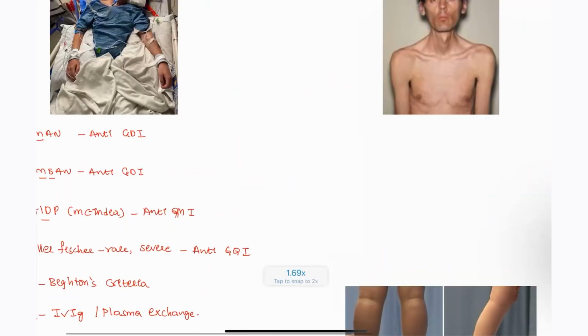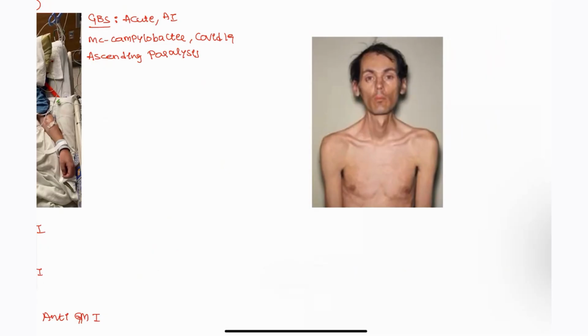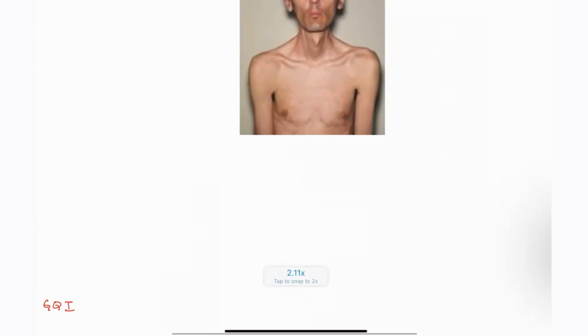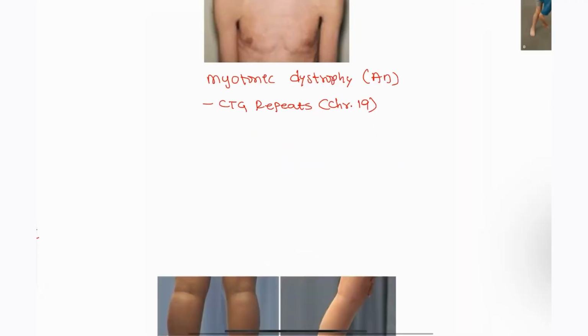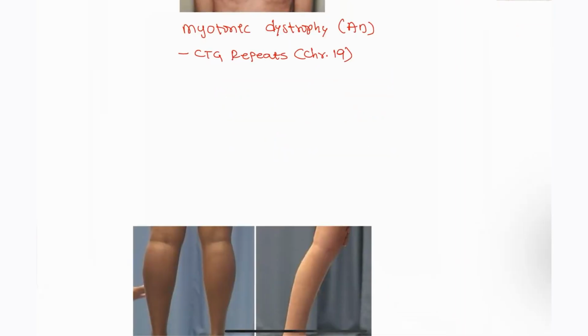Next, moving on to another condition, you can see this is myotonic dystrophy. So what is myotonic dystrophy? This is an autosomal dominant condition. What is the repetition involved? CTG repeats on chromosome 19.